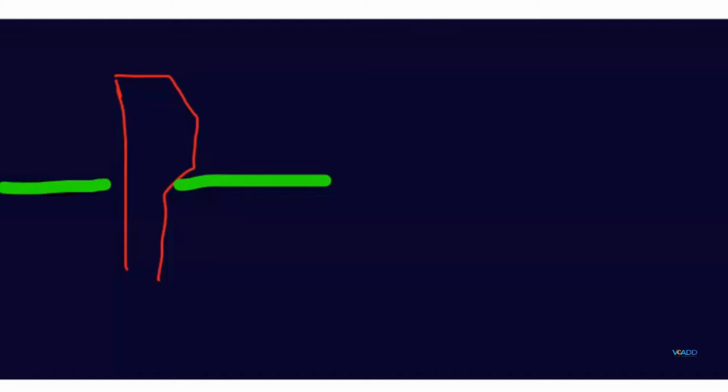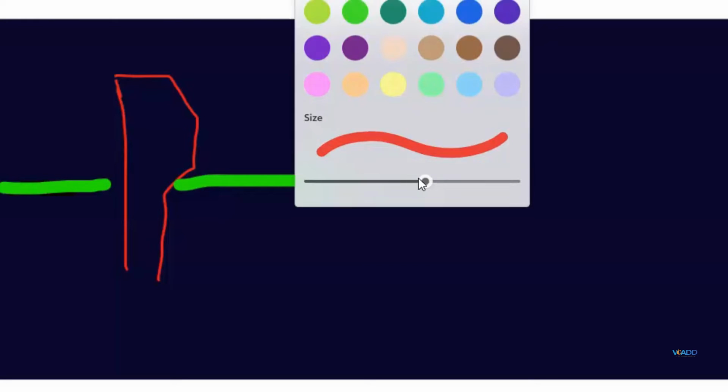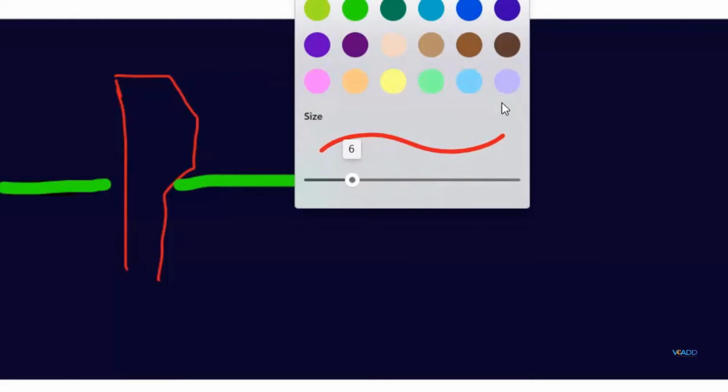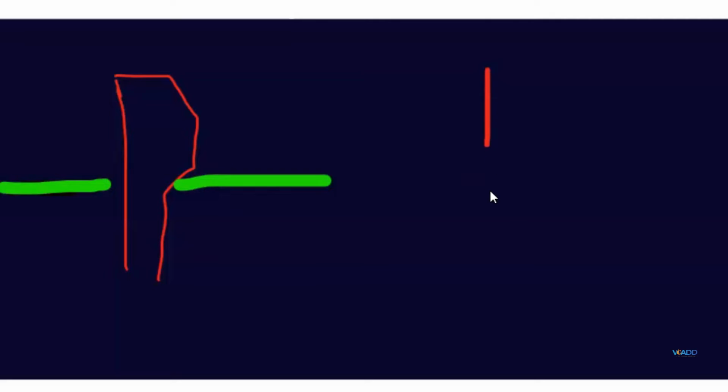But if my snap is like this, I'll just again change the color. Okay, so this is a rough sketch, guys. I hope you understood it.